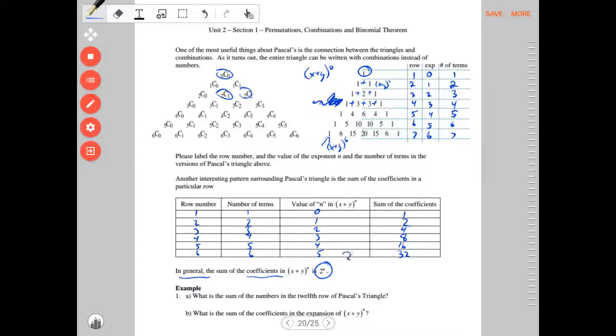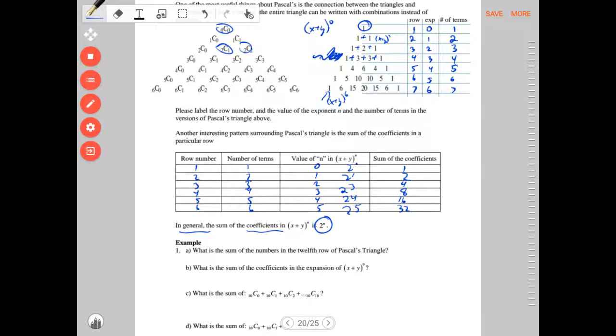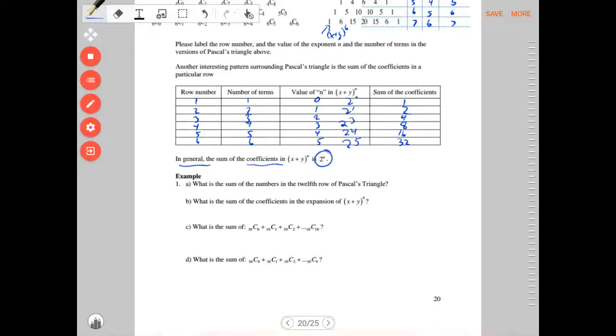Okay, 2 to the 5th is 32. 2 to the 4th is 16. 2 to the 3rd is 8. 2 squared is 4. 2 to the 1 is 2. And 2 to the 0 is 1. Okay, so let's use that and do these next few examples.